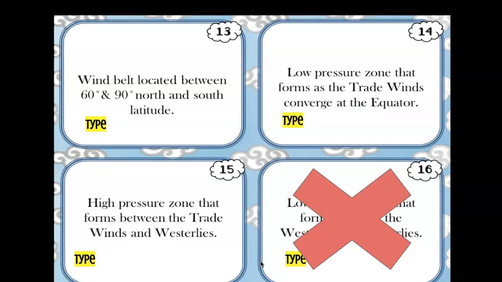Number 13, the wind belt located between 60 and 90 degrees north and south. This is the wind belt that's at your poles. So these are your polar easterlies. They blow from the east to the west.